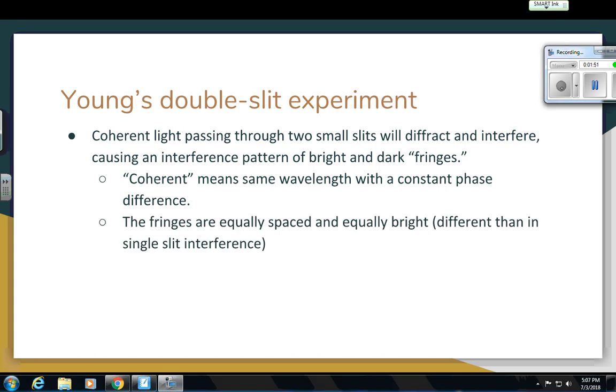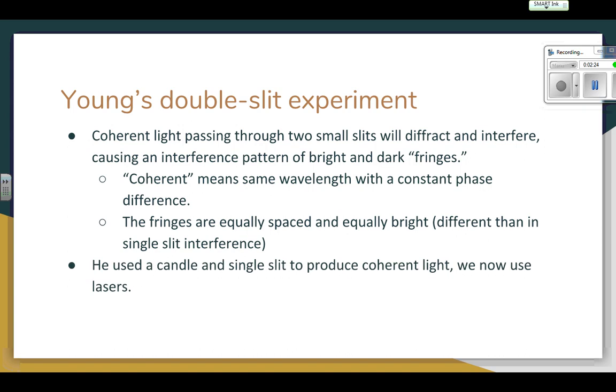And remember that the fringe pattern that occurs with two small openings in a double slit, you'll get equally spaced fringes that in an ideal world will be equally bright. So the bright and dark spots will be equally spaced. Notice that's different than when we did single slit interference, where the central bright spot was the brightest, and then as you moved away from it, the intensities diminished. With double slit interference, that shouldn't occur in an ideal world, where the two slits are incredibly small.